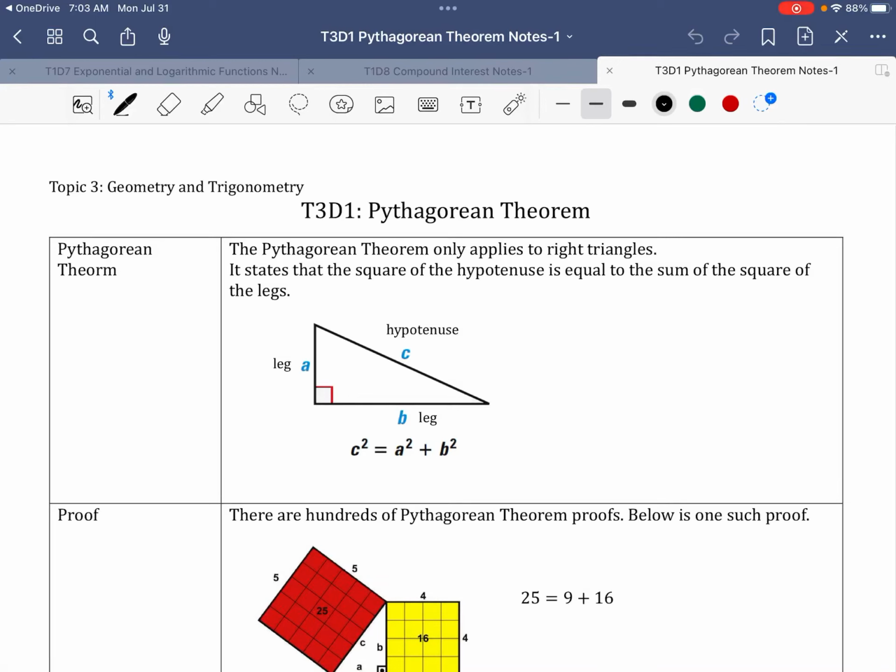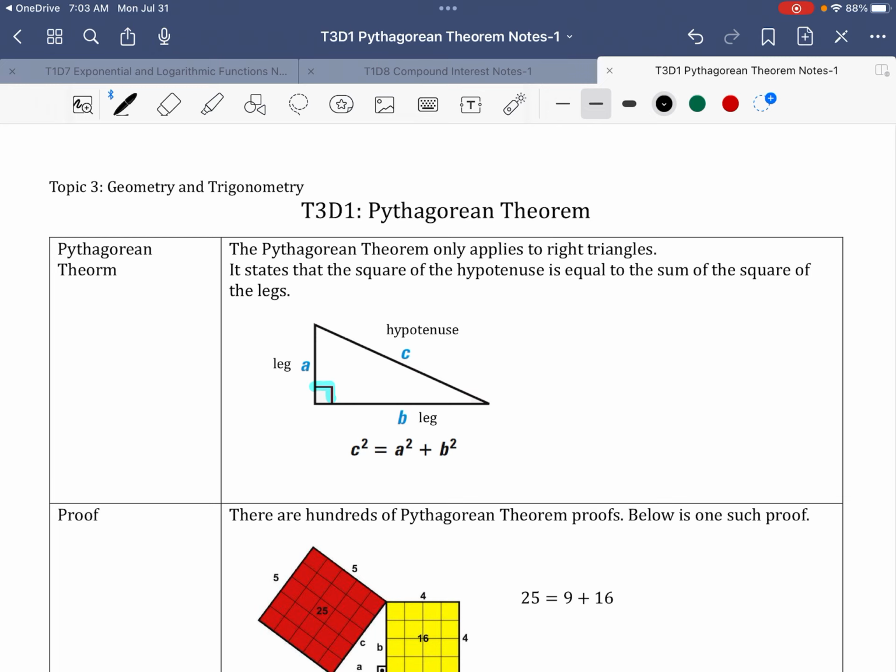Topic 3, Day 1, Pythagorean Theorem. So the Pythagorean Theorem only applies to right triangles. So if you think I need to use the Pythagorean Theorem, always double check that whatever triangle you're using is actually a right triangle. And we can know that for sure because we have a little square at the corner there, or maybe in the written part, it specifically says for this right triangle, whatever.